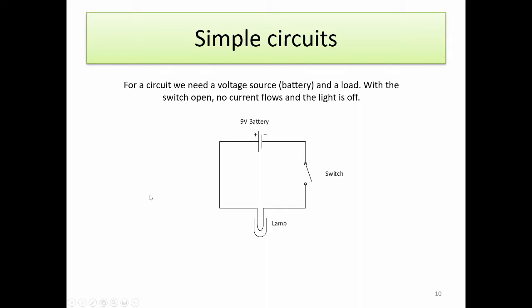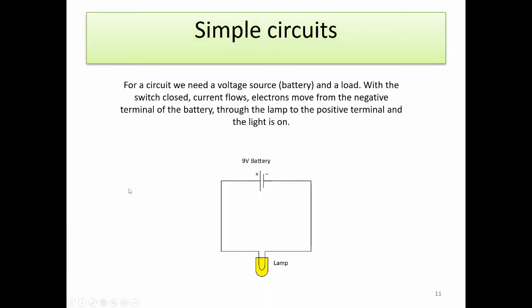So let's go on to some simple circuits. For a circuit, we need a voltage source, which can be a battery, it could be a power supply, but we'll use a battery, and a load. With the switch open, no current flows and the light is off. If we close the switch, then current can flow. Electrons move from the negative terminal of the battery through the lamp to the positive terminal, and the light is on. It's the energy in the electrons that make the light glow, whether it's an incandescent lamp or an LED.